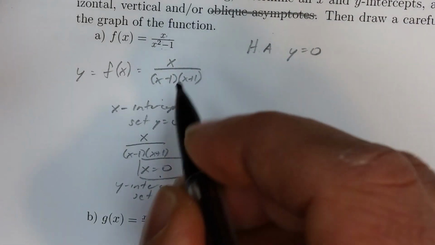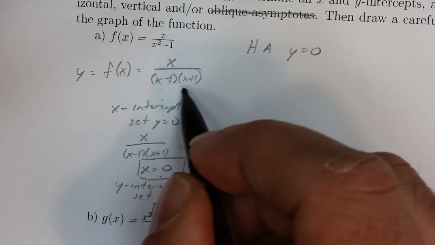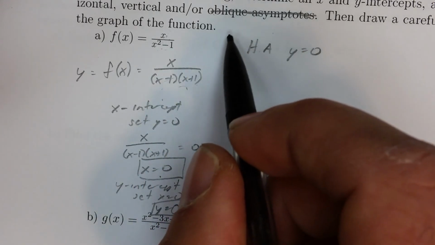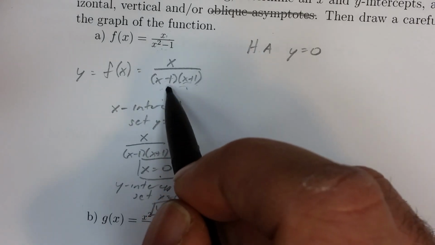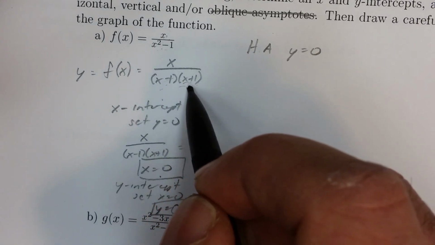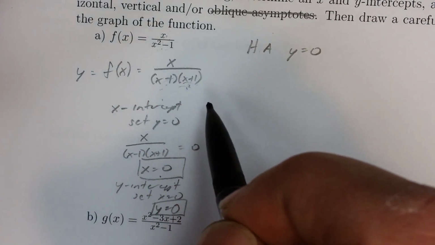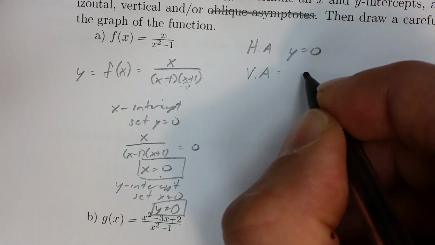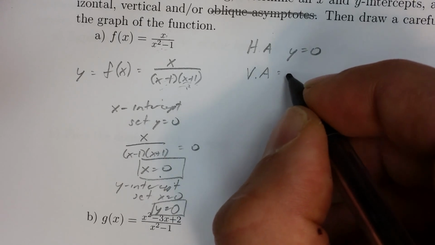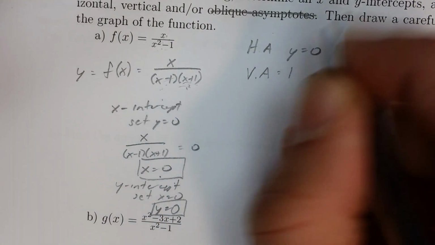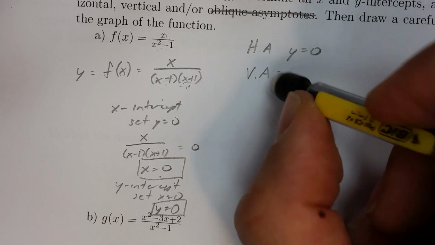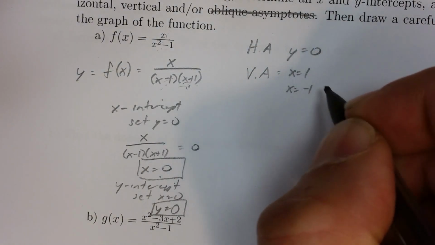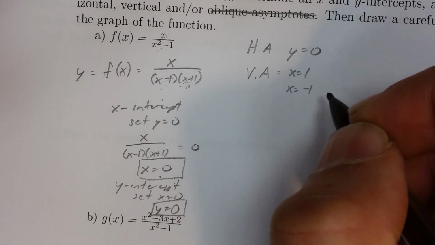For our vertical asymptotes, we'll take a look at the factored form. And we see that we can't cancel. This thing has two places where it's not continuous, at x equals 1 and x equals minus 1. We can't cancel either one with the numerator, so this thing has two vertical asymptotes. It has a vertical asymptote at x equals 1 and a vertical asymptote at x equals minus 1. So x equals 1, x equals minus 1 for the vertical asymptotes.